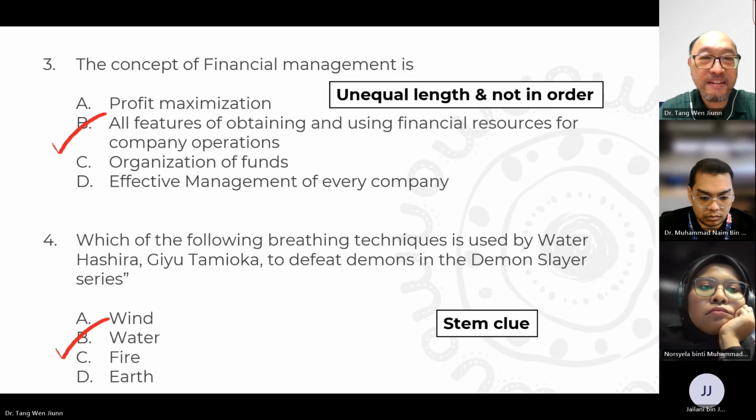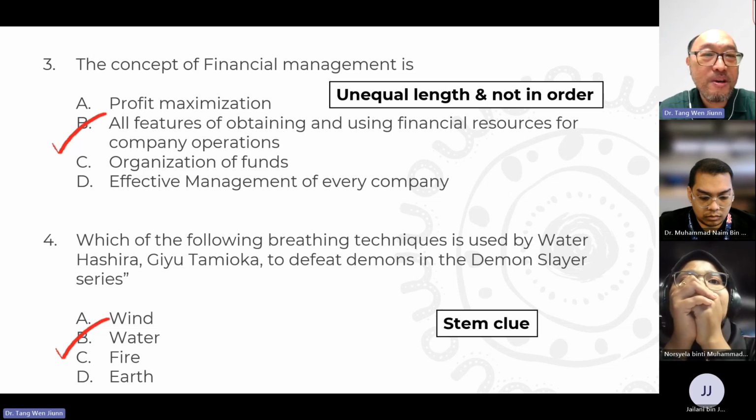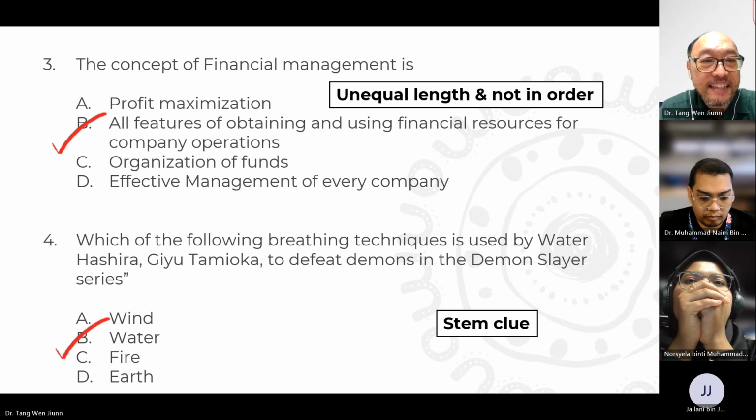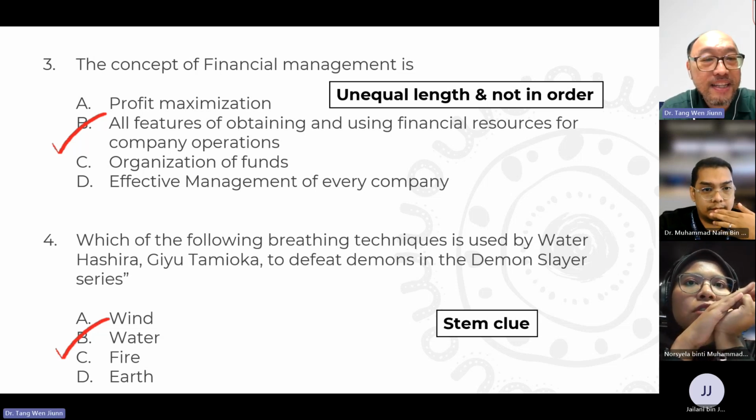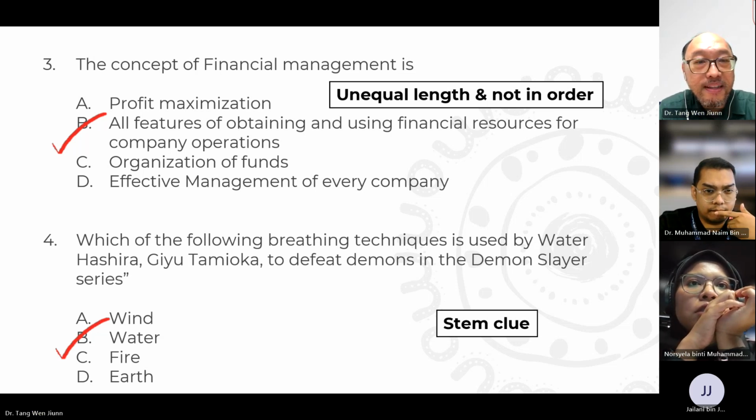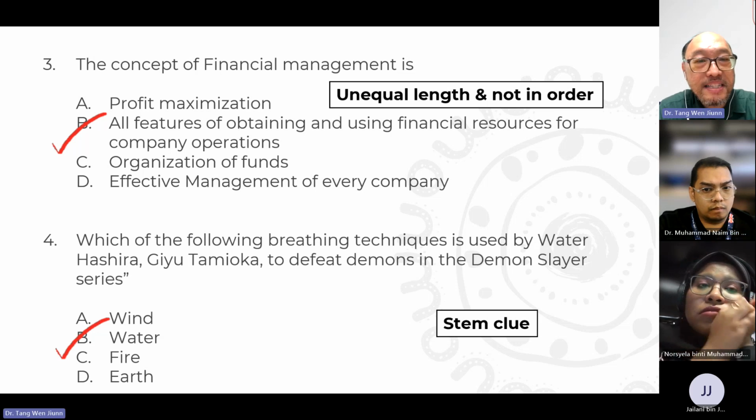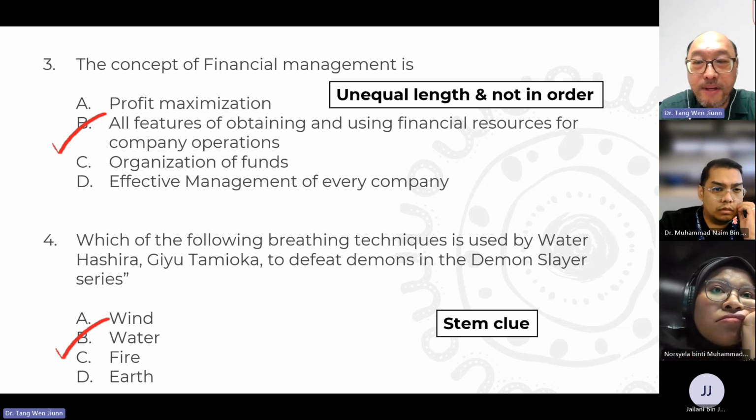Okay, next one. This one looks very long. Never mind, give it a try. The concept of financial management. Which one is the correct statement for the concept of financial management? Is it A, profit maximization, or B, very long there, C, organization of fund, or D, effective management of every company? Which one is the correct concept of financial management?